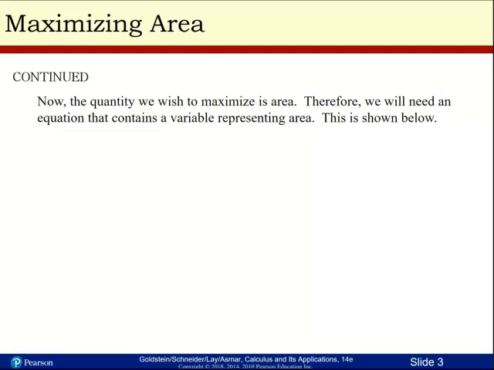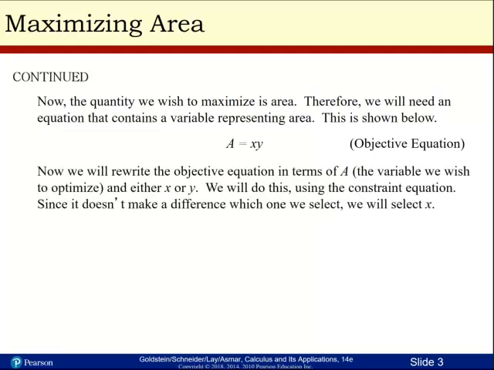Now, the quantity we wish to maximize is area. Therefore, we need an equation that contains a variable representing area. All right, I know that x times y is equal to area, and this is going to be called our objective equation. Now, we're going to rewrite the objective equation in terms of A, the variable we wish to optimize, and either x or y.